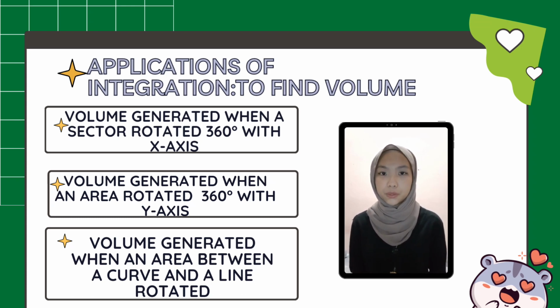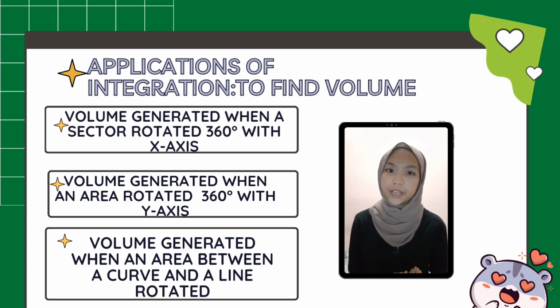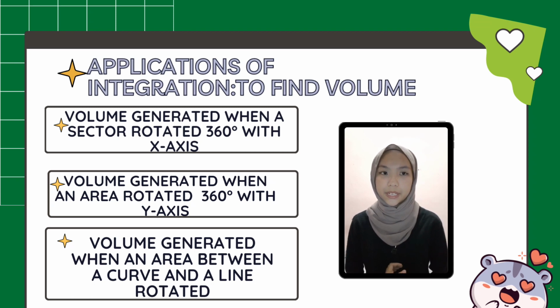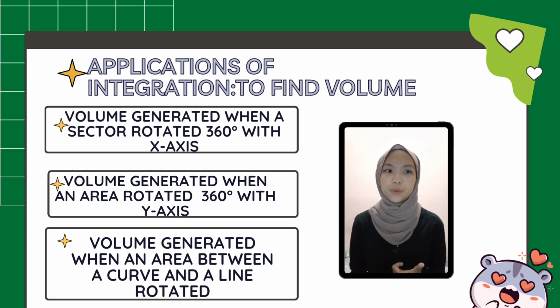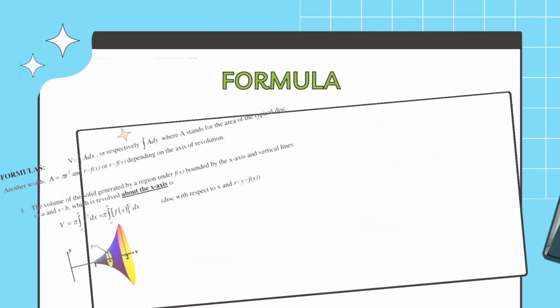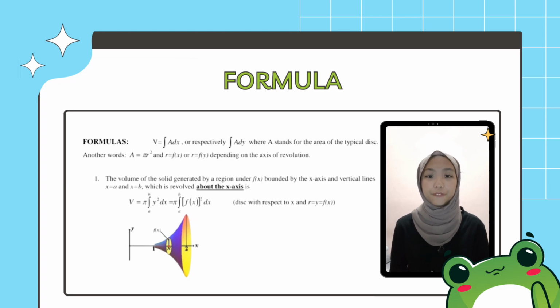In terms of integration to find volume, there are three different methods. The first one is volume generated when an area is rotated 360 degrees about the x-axis, the second one is volume generated when an area is rotated 360 degrees about the y-axis, and the third one is volume generated when an area between a curve and a line is rotated.